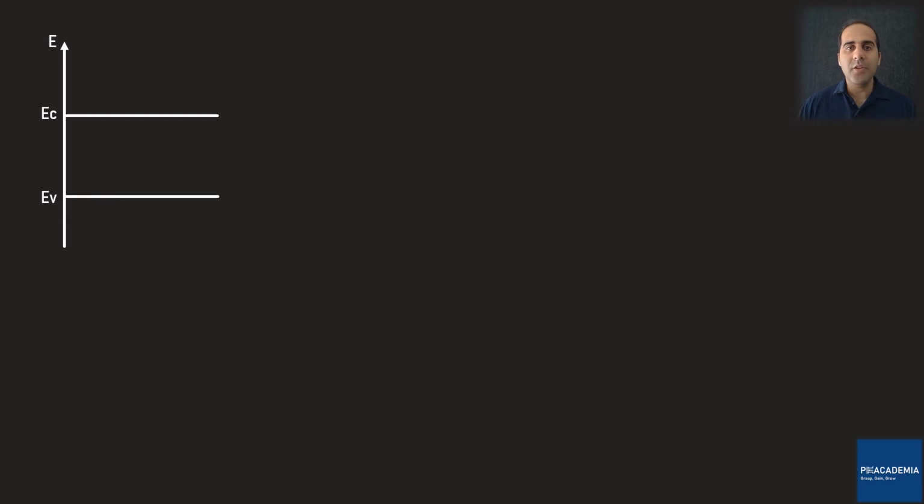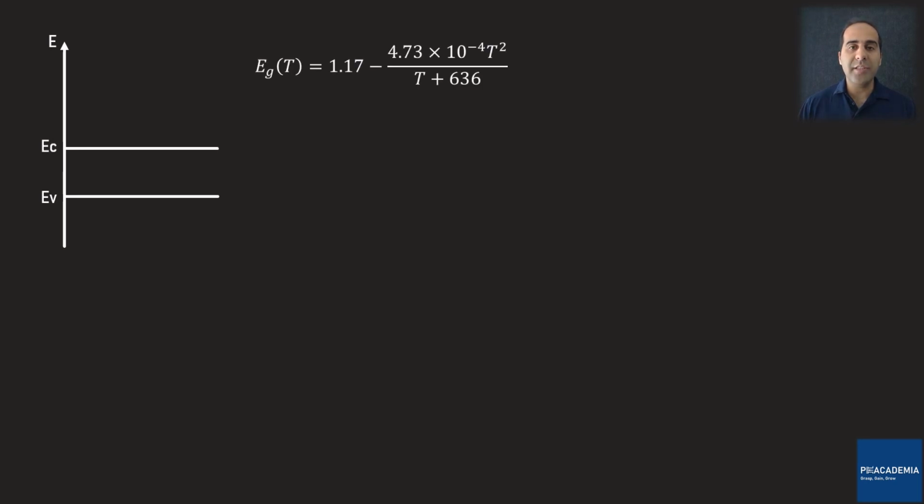Let's take a closer look at the energy gap dependency on temperature. As I already said, by increasing temperature, the energy gap slightly shrinks. For silicon, the energy gap as a function of temperature can be obtained using this equation. This equation says at 0 degrees Kelvin, the silicon energy gap is 1.17 electron volts, and for temperatures above 0, E sub G gets smaller and smaller. At room temperature, 300 degrees Kelvin, E sub G for silicon is 1.12 electron volts.